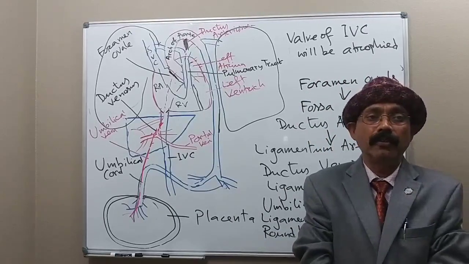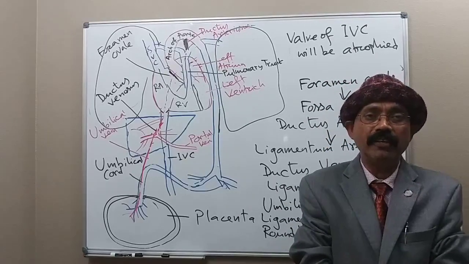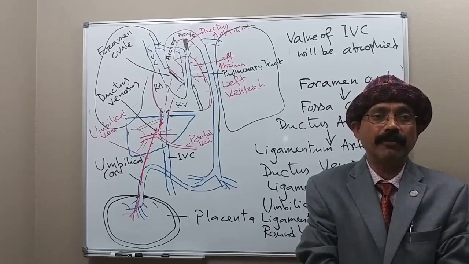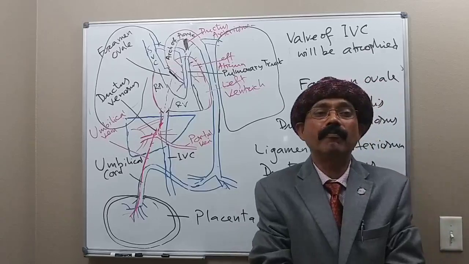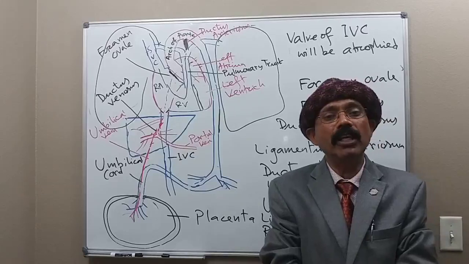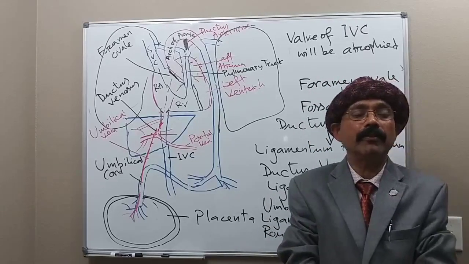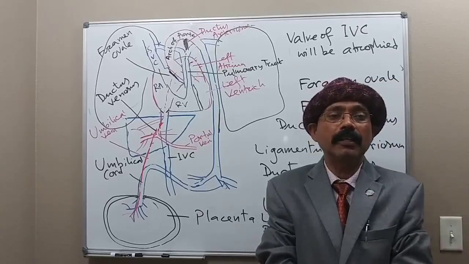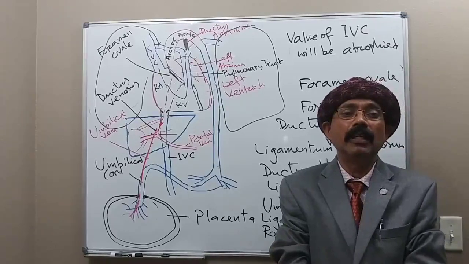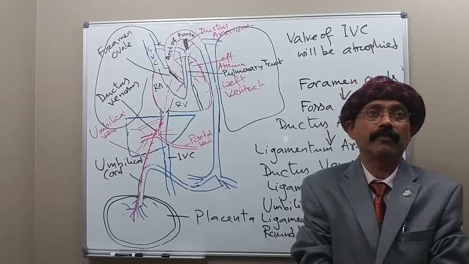The ductus venosus, okay, it was connecting the umbilical vein, the portal vein and the inferior vena cava. It will be the ligamentum venosum. The umbilical vein will be the round ligament of the liver, also called ligamentum teres hepatis. Umbilical arteries will be the medial umbilical ligaments, and we may get some superior vesical arteries.